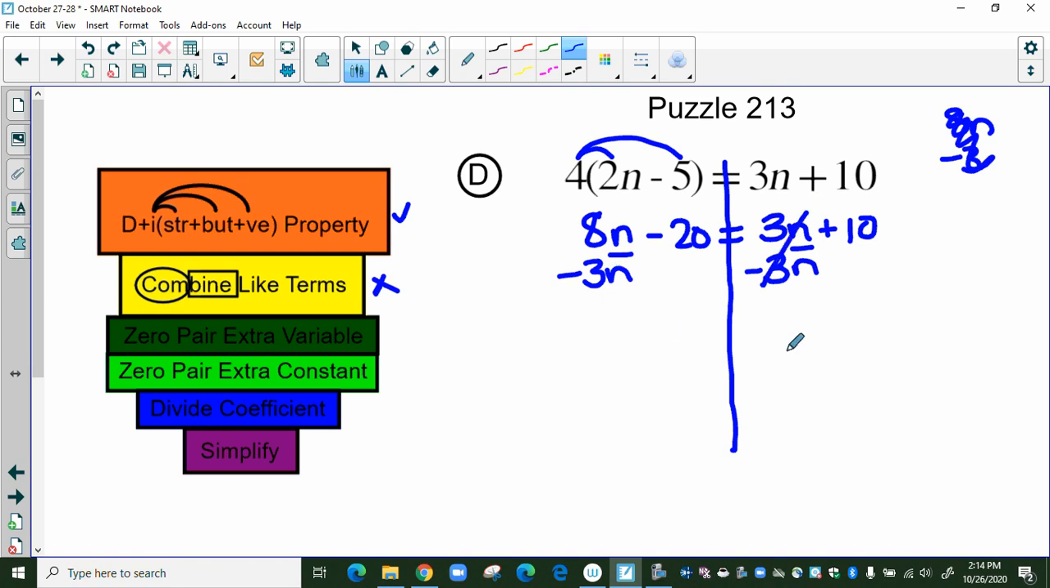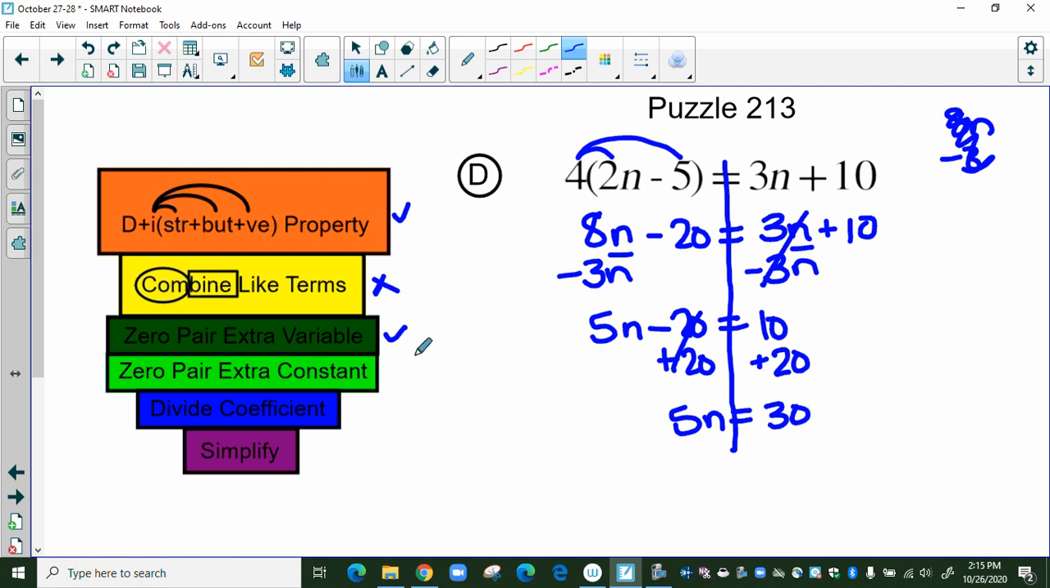This pair zero pairs out. 8n minus 3n is 5n. Bring down the minus 20. Bring down the 10. Now, instead of 2 variables, we only have 1. Now we're going to zero pair our extra constant, which is this minus 20. I'm going to do plus 20. And I'm going to get 5n equals 30. And now I'm going to divide by 5. N is equal to 6. All right, so the answer to problem D is 6.